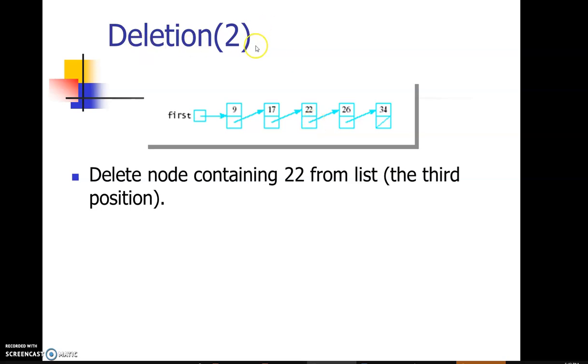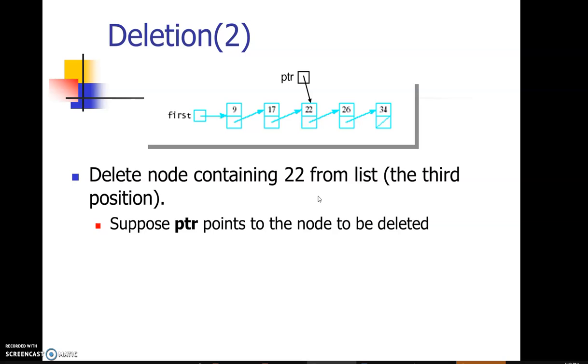Therefore, if you say delete 0, that indicates the special occasion that you want to delete the very first item. If you say delete 1, that means you want to delete the element after the first item, which is 17. Again, in this case, delete 2 indicates we want to delete the element 22. So how do we do that?